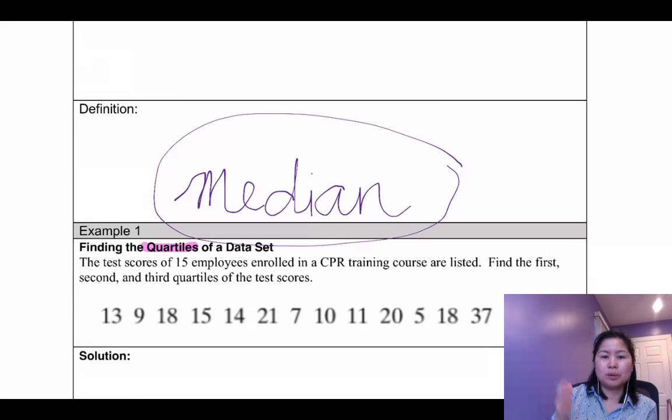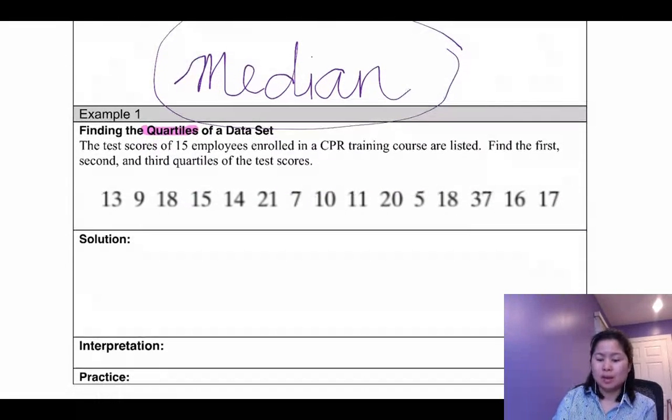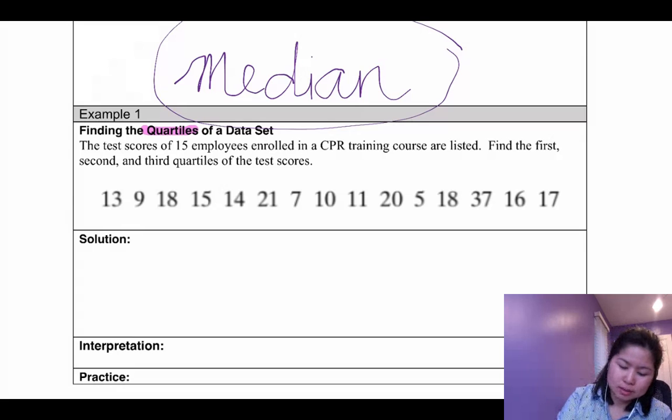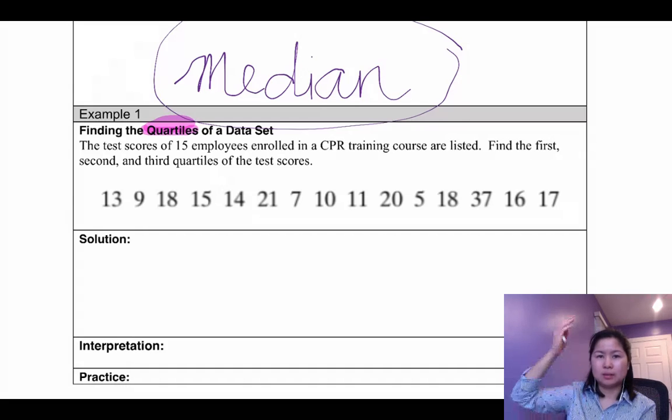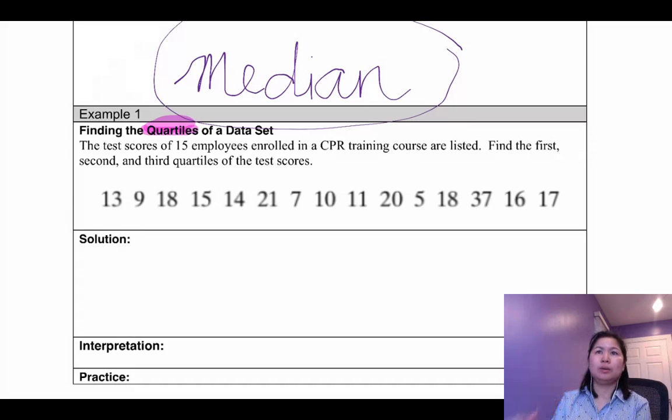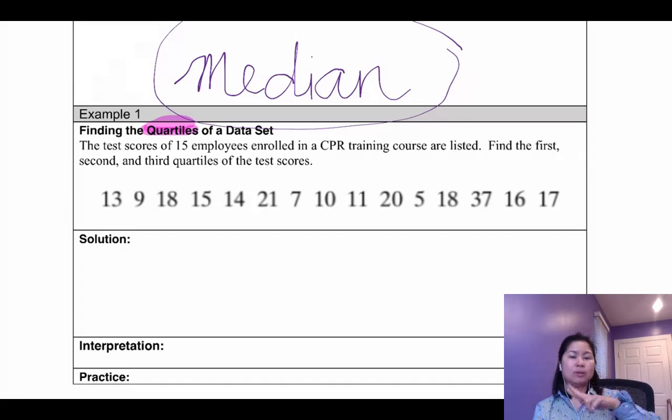So it's the middle number, yes, but if you look at the data set that I'm giving to you right now, I'm not going to look at the middle value and say this is my median. I have to rearrange it first. So we're going to focus on quartile today. The quartile is going to split the data into parts, like quarter one, quarter two, quarter three, and quarter four of the whole year. We talk about Q1, Q2, and Q3.